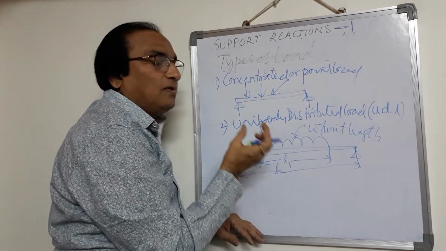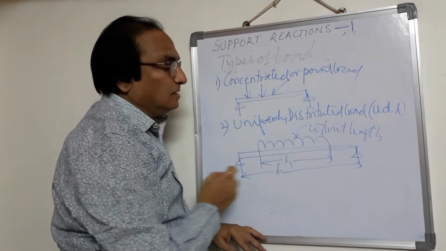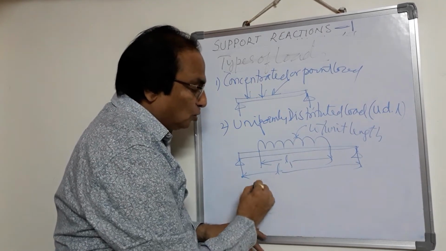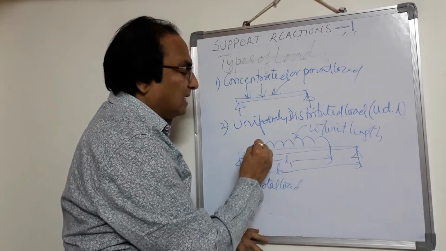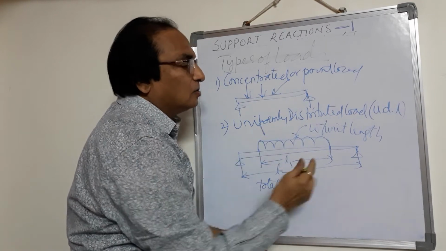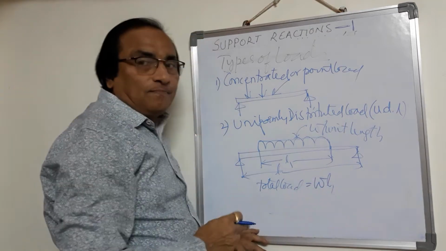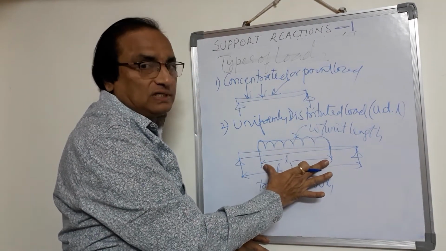Means what will be the weight for 1 mm, 1 centimeter, 1 meter, whatever it is. So per unit length. This is a load acting, and if you want to know the total load, this is almost a rectangle. What is the area of rectangle? B into D. So this will be equal to W into L1. Total load will be equal to intensity of loading and the length for which it is acting.